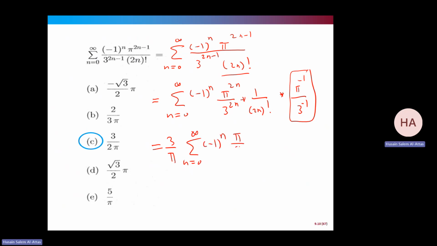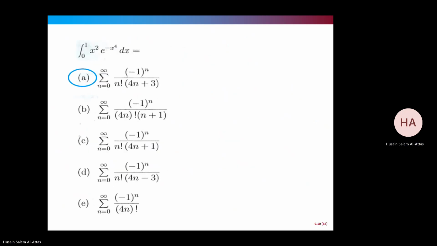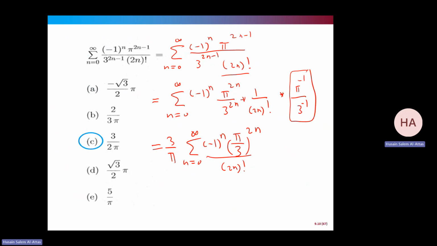Make it, this is (pi over 3) all to the power 2n over 2n factorial. Exactly, now it is cosine. Okay, now I have this is 3 over pi times cosine pi over 3. And that will be, cosine pi over 3 is half, so 3 over 2 pi. And that will be my answer.